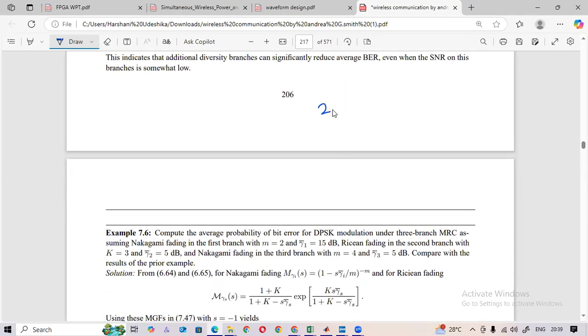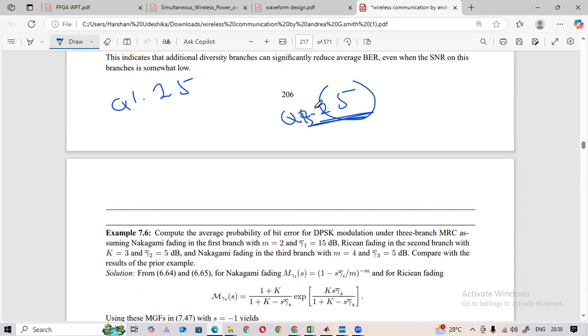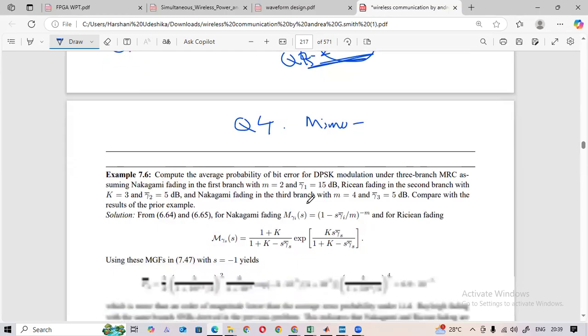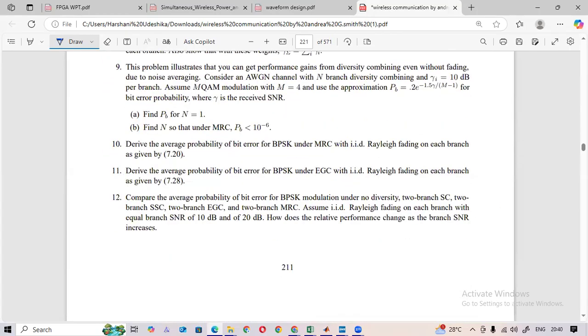I hope you can get 25 marks for question 1, and question 3 also, you can get 25 marks. And question 4 is related to the MIMO channel. Just see the MIMO.